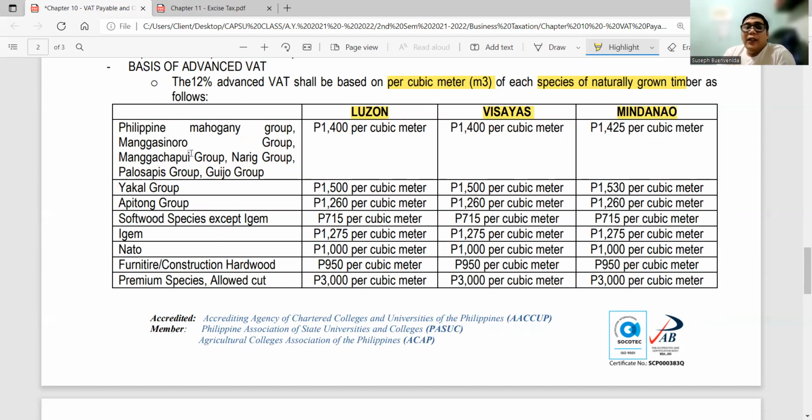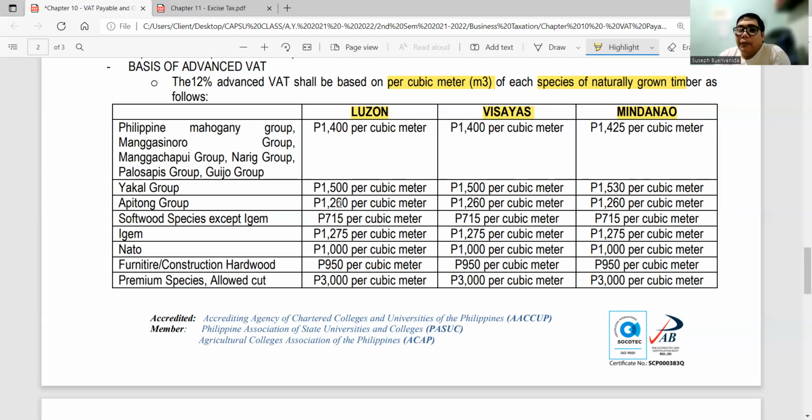First will be the Philippine Mahogany Group, Mangasinoro Group, Mangkapuwi Group, Narig, Palosapis Group, Guijo Group of woods. In Luzon, it's 1.4 per cubic meter. Visayas is 1.4 per cubic meter. Mindanao, 1.425 per cubic meter. How will they measure it? I think during the trucking, for sure before they release, it passes through the DENR. They have permits from the DENR before cutting trees, so I think they already have a value on the weight of their loads. Next, the Yakal Group is 1.5 for Luzon and Visayas, 1.530 for Mindanao.